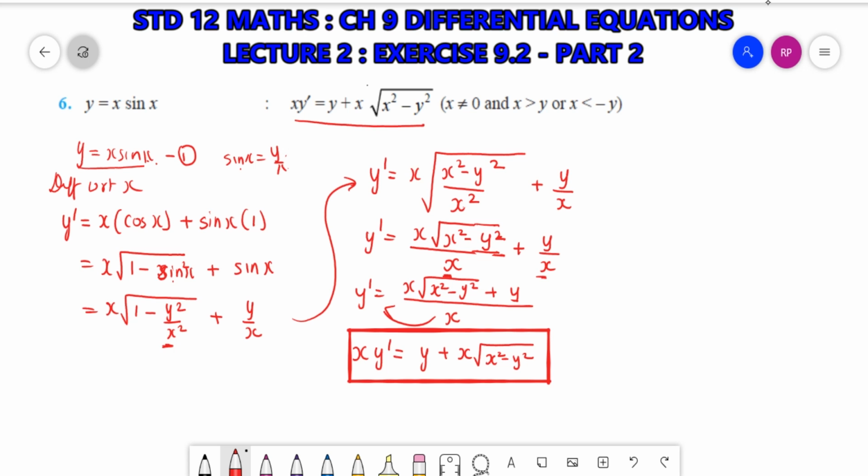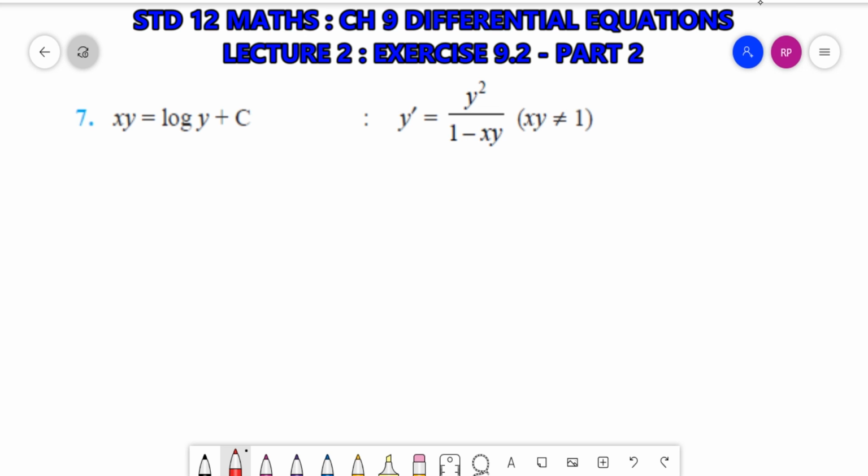Now let's move to the next question. Question number 7. xy equal to log y plus c. You have to prove this is the solution of differential equation y dash equal to y square upon 1 minus xy. xy is equal to log y plus c. We use the usual method, differentiating with respect to x. I will get, now I will use here method of uv.